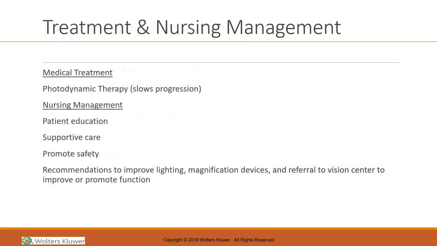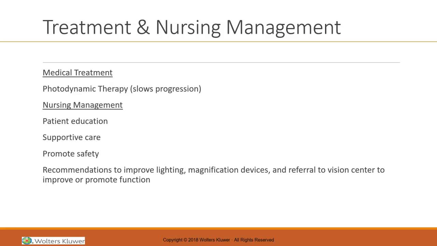So what are we going to do about it? First of all, medical treatment is necessary. Photodynamic therapy will really slow the progression. That's a light sensitive dye that's injected into the vessels, and then a laser activates the dye and it shuts down the vessels without damaging the retina. The result is to slow or stabilize the vision loss.